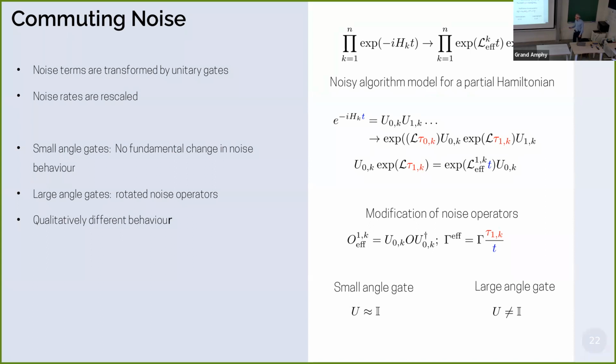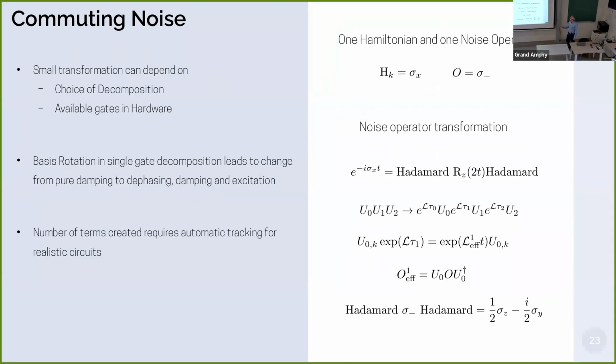And one issue that appears is that sometimes you have what are called small angle gates in a Trotter expansion, which means you can just ignore this transformation and keep your original noise operator. But often you also use what are called large angle gates. And I will show an example of this in a second. So let's say, for example, one of the operators you have when you create a time evolution is a Hadamard gate.